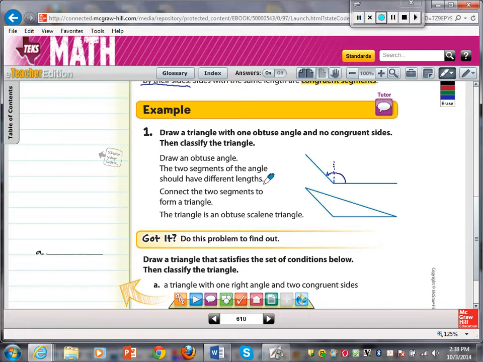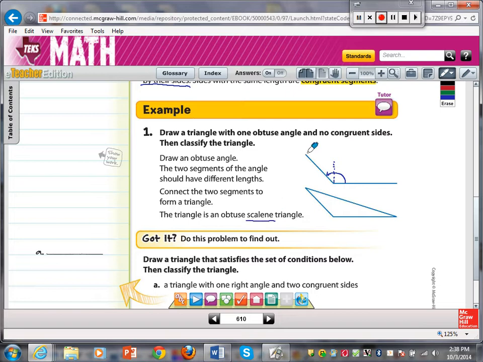Should have different lengths. It says two segments of the angle should have different lengths. So this one seems to be longer than this one right here. They cannot be the same, or else it's going to be a different classification. So the triangle is an obtuse scalene. Scalene, you all saw above, means that no sides are the same.